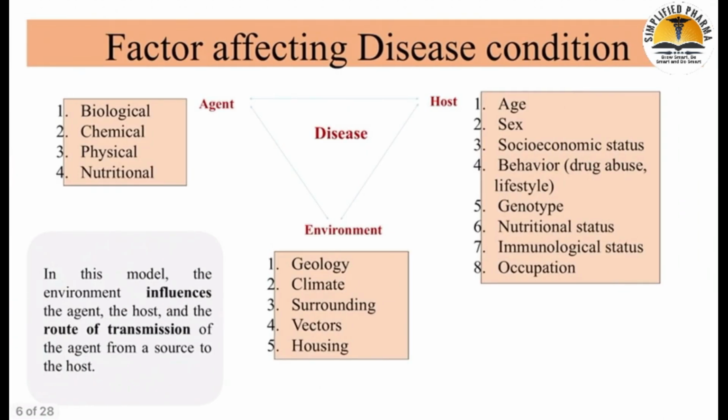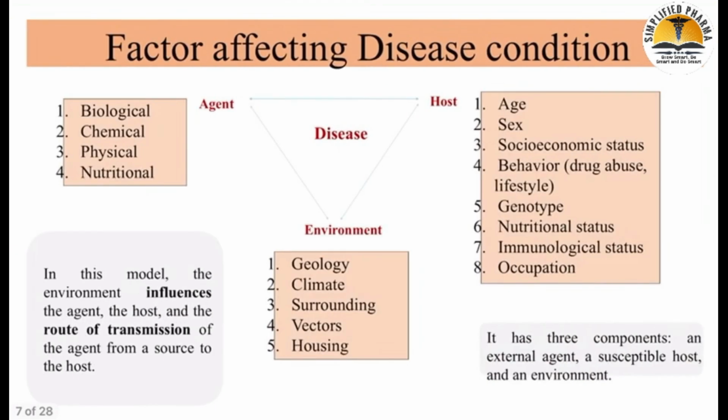And in host factors, we will see how age, sex, socioeconomic status, behavior, genotype, nutritional status, immunological status, and occupation affect disease. These three things we will discuss broadly in further slides, right? So we have seen three components: an external agent, a susceptible host, and an environment. If all these are present, then there will be disease, right?